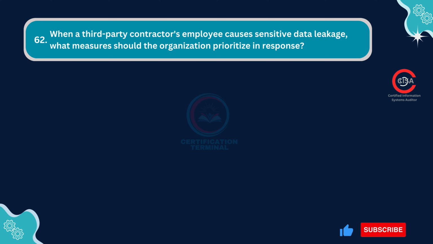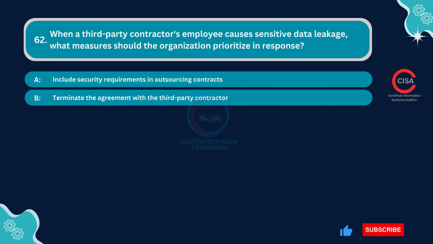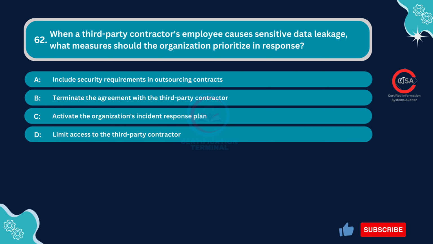Question number 62. When a third-party contractor's employee causes sensitive data leakage, what measures should the organization prioritize in response? Option A, include security requirements in outsourcing contracts. Option B, terminate the agreement with the third-party contractor. Option C, activate the organization's incident response plan. Option D, limit access to the third-party contractor.